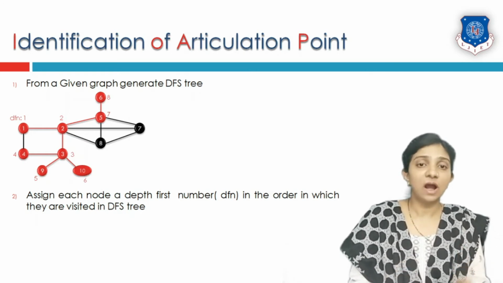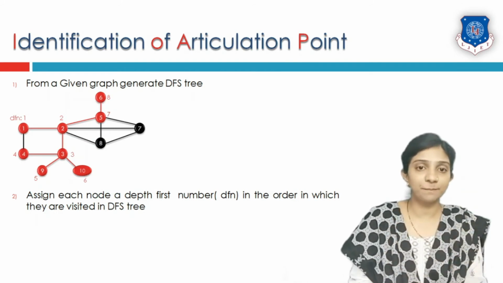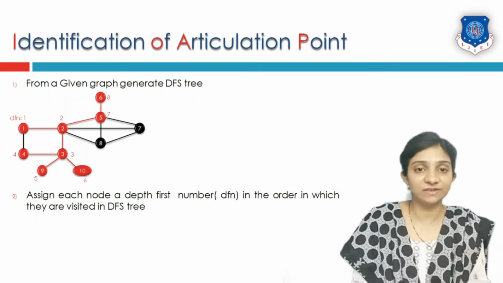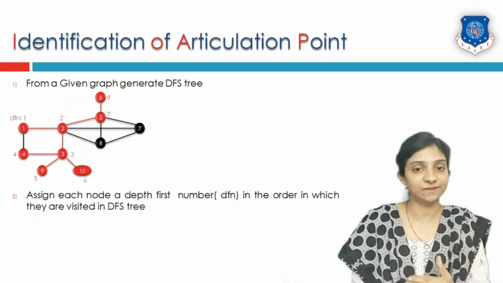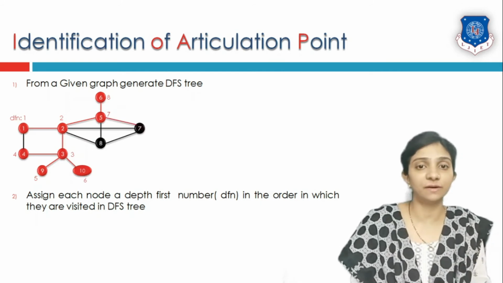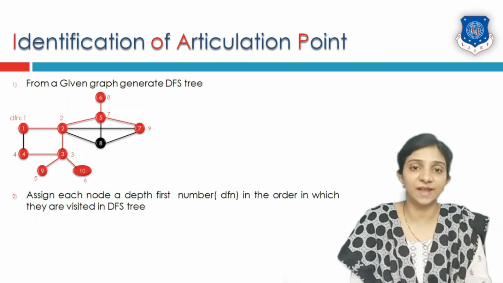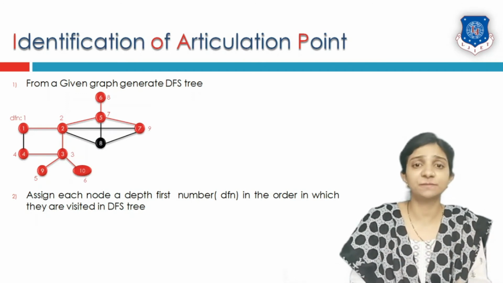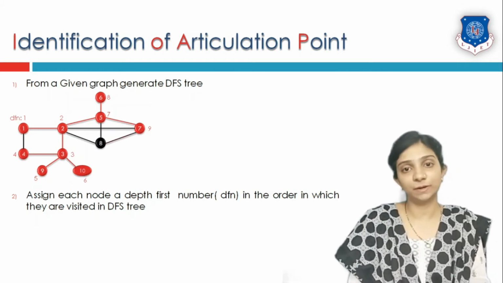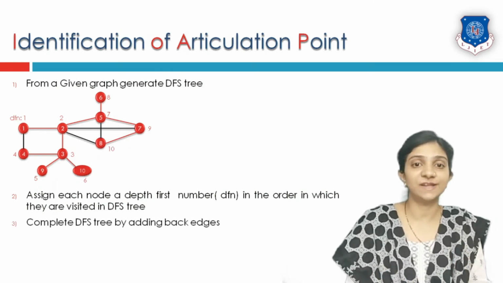From vertex 6, are there any vertices which are left unvisited? No. So we will go one step back, that is vertex number 5. Are there any vertices which are left unvisited? Yes, there are two, vertex number 7 and vertex number 8. But out of these two, we are going to visit the very first, that is vertex number 7. It is the 9th vertex that I am visiting. That's why vertex number 7 will have depth first number as 9. Then followed by vertex number 8, which is the 10th vertex that we are visiting.